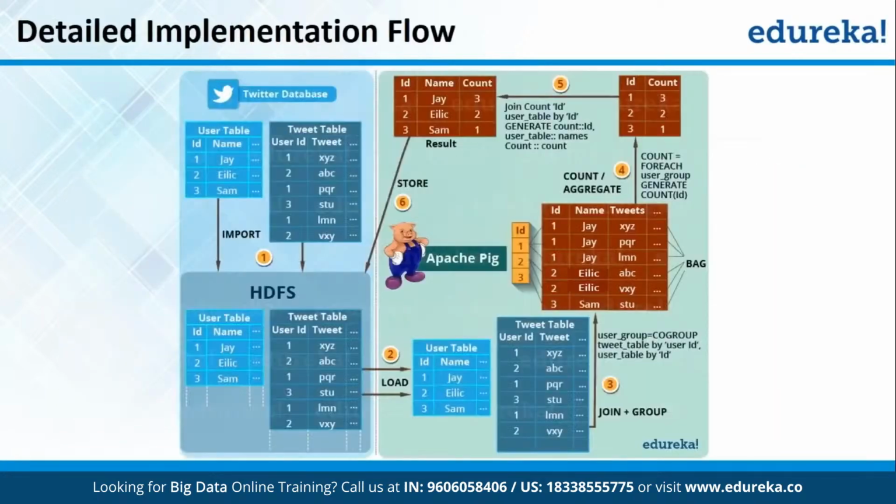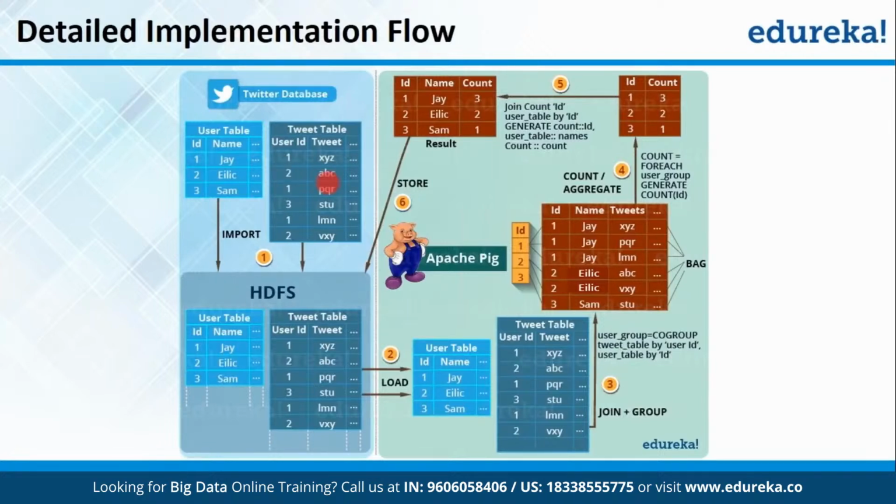In the next slide, we'll understand the detailed implementation of the data that is flowing and how Pig processed it. So this is the detailed implementation as you can see on the screen. Let's start from the database, that is the Twitter database, which had two tables, user table and tweet table. The user table had the details of all the users along with their user ID. So for example, user ID 1 was Jay, user ID 2 is Alec, and user ID 3 is Sam, right? When we come to the tweet table, it had details of all the tweets that were posted on Twitter. For example, XYZ tweet was posted by user ID 1. Similarly, ABC tweet was posted by user ID 2, right?